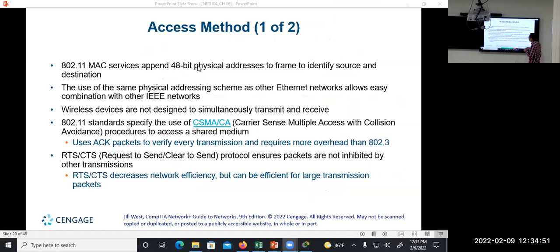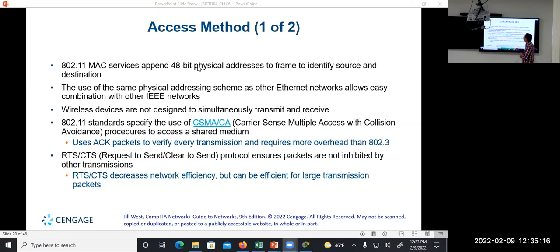So that's why you see in the case of the wireless here, you have carrier sense multiple access with collision avoidance, but not detection. You try so hard to avoid collisions here. And you use the acknowledgement packet to verify every transmission and require more overhead than 802.3. 802.3 is the Ethernet, right?